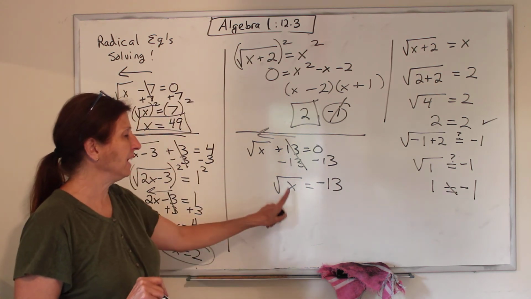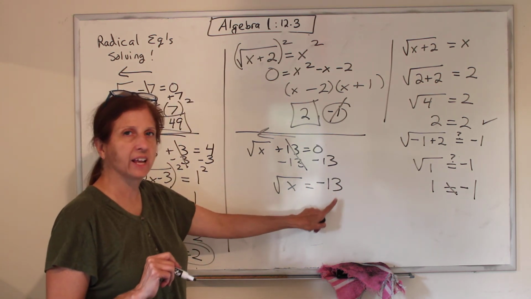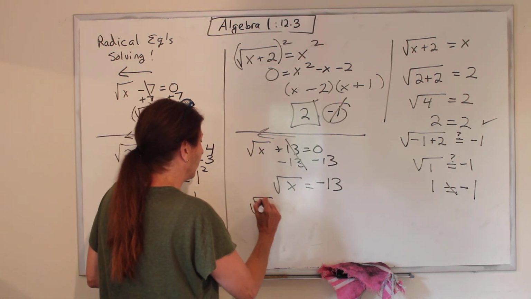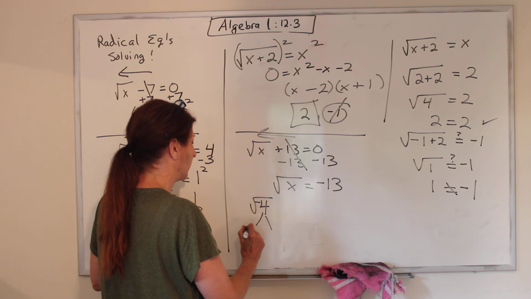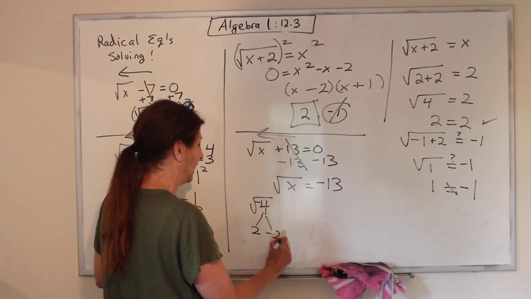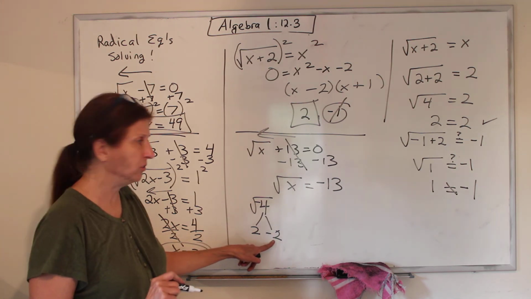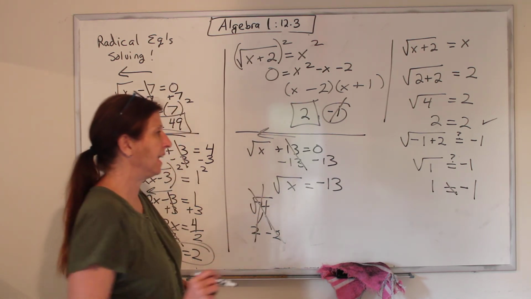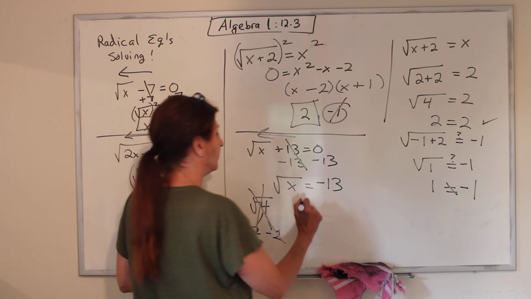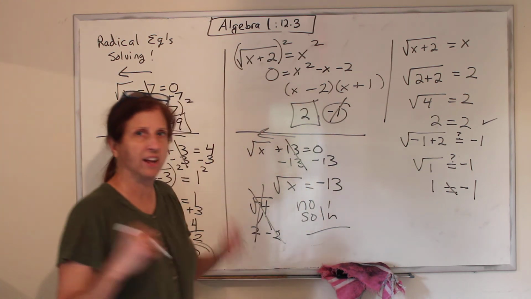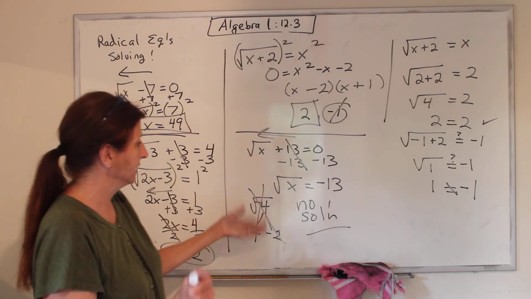Uh-oh. Can a square root equal a negative number? No. Remember? Go back here. You cannot get negative 4 unless it's positive 2 and negative 2, and they are not the same. I'd much rather have $2 than owe you $2. So you cannot take the square root of a negative number. So this is no solution, which is always my favorite. I feel like I'm getting out of something, that it's great.